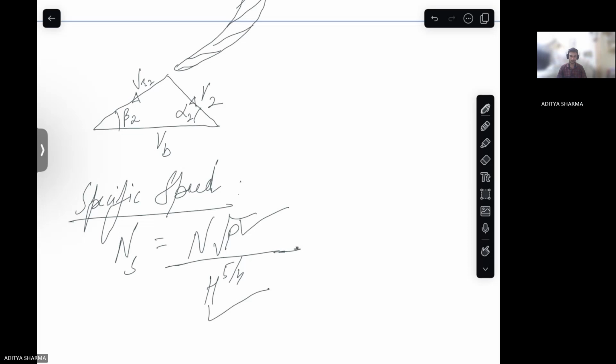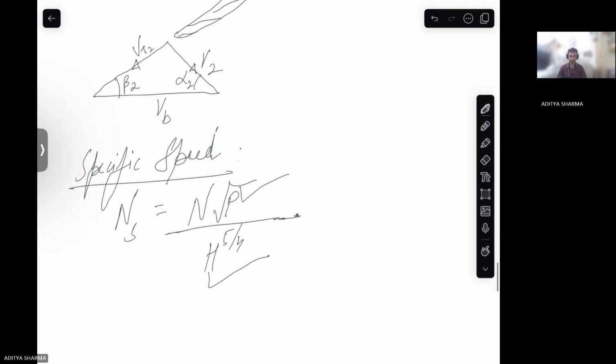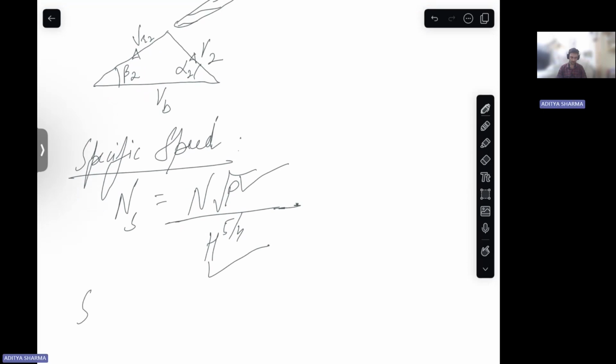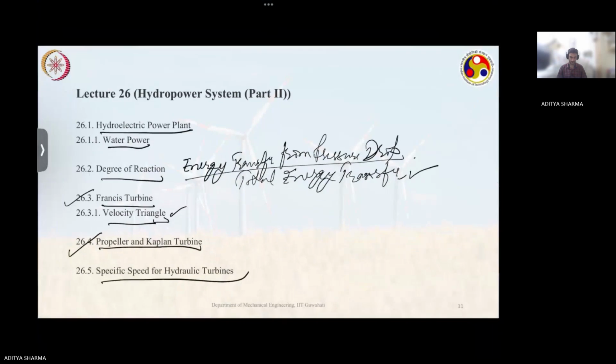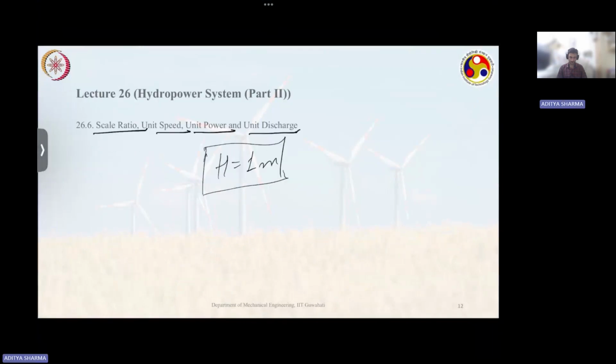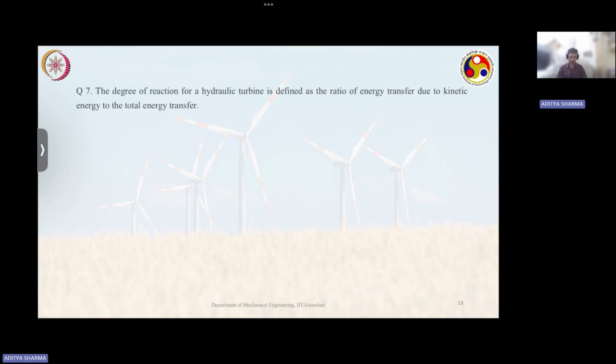Then scale ratio has also been discussed, which basically is the ratio of diameter of your model turbine to its prototype. Basically, all these discussions are for comparison. So if we have to compare different turbines, how do we compare them? So this is the discussion on lecture number 26. Then questions.